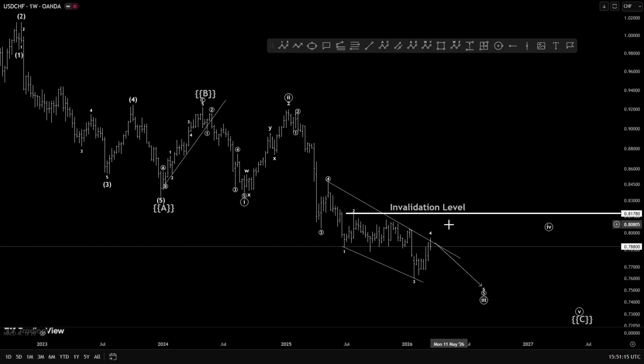And one of the things we do at Ninja is that we always have a swing validation level for you to be on the right side of the market, because sometimes the market might do something like this, go all the way up, break this stop loss around here, then you lose.